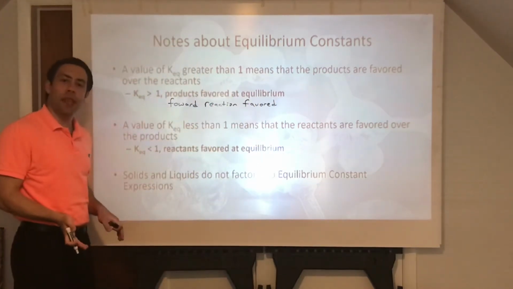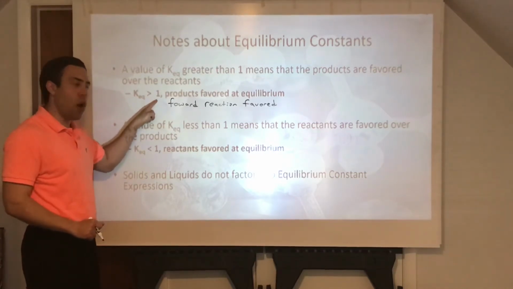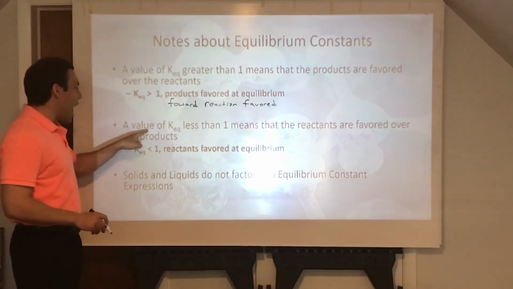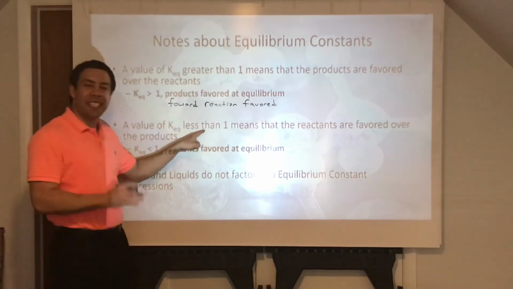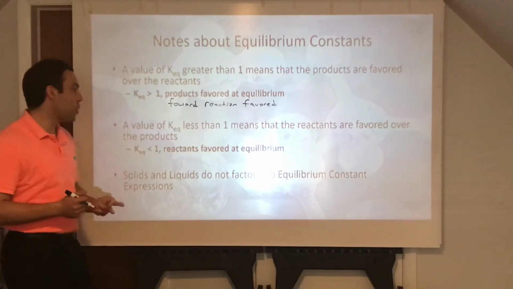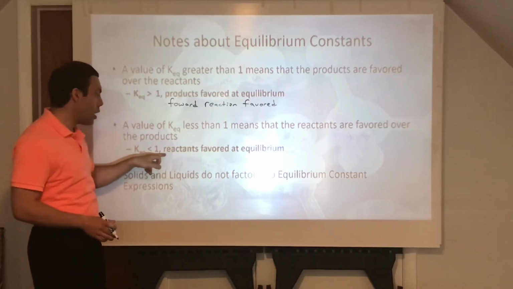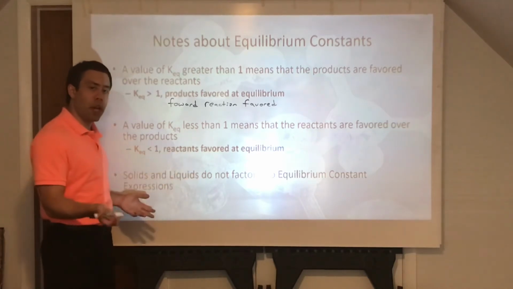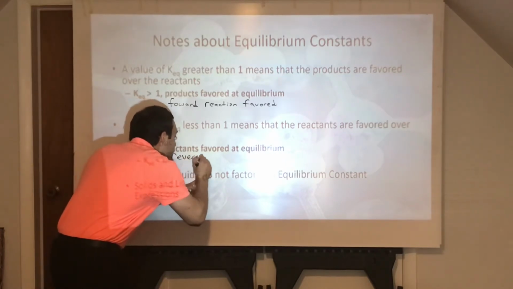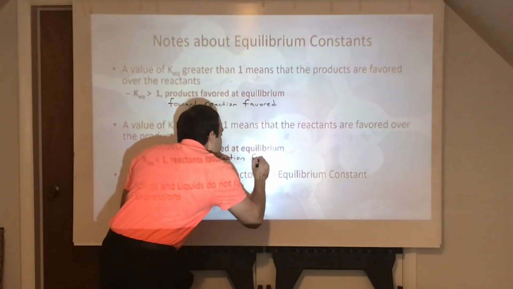You could also say that the products are favored if the KEQ value is greater than 1. The opposite is true as well. A KEQ value of less than 1 means that the reactants are favored over the products. So, in summary, a KEQ less than 1 means the reactants are favored at equilibrium, which means the reverse reaction is favored.